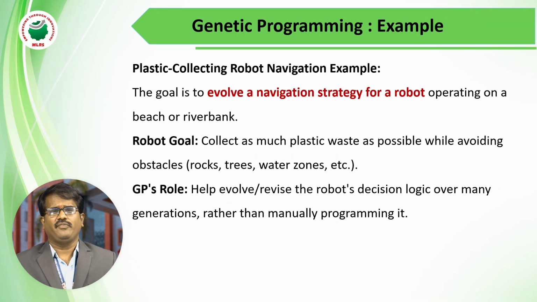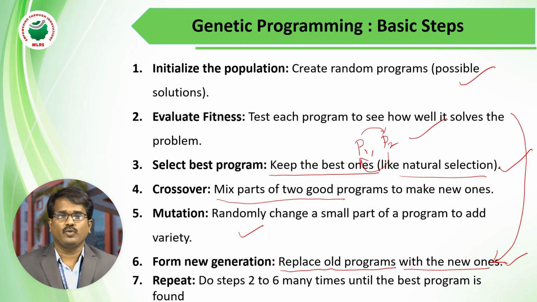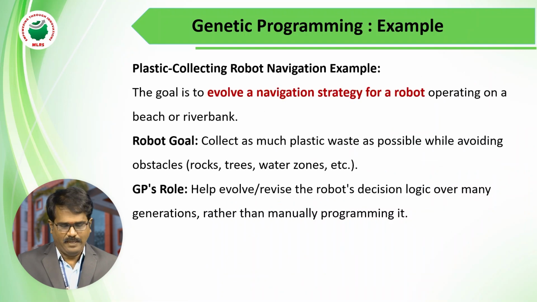Next, with the help of one real-time example, I am going to explain these 7 steps: how genetic programming can be used to solve a real-time problem. Here we consider plastic collecting robot navigation. There is a robot which can be used to collect plastic in the beach area or in the river area.